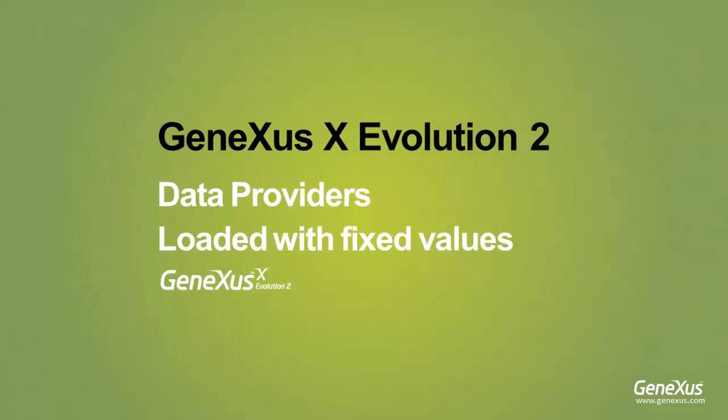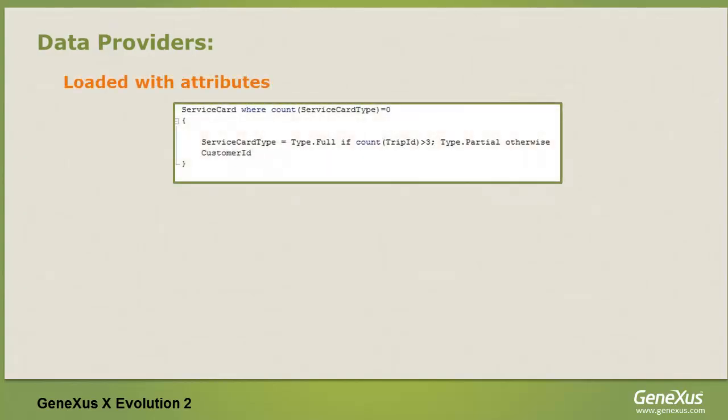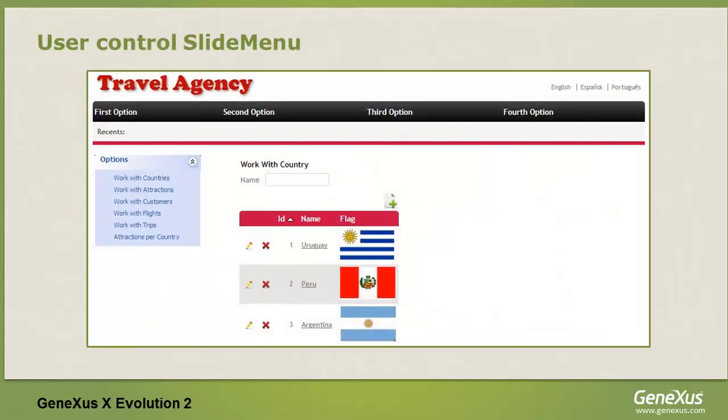So far, we've seen examples of how to use data providers where there is always an access to the database in order to retrieve information. However, it's also possible to define a data provider to load a data structure with fixed values. As an applicable example, we will use the slide menu control to offer a menu always visible in the pages of the application.